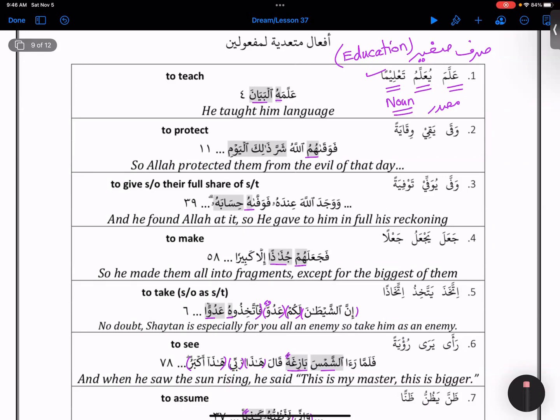Allama yu'allimu ta'liman fahuwa. From that, the one who does the action, what is fahuwa? Fa, huwa, he is the doer. Fahuwa mu'allimun. What does that mean? Teacher. The doer, the one who is teaching. So allama, he taught, yu'allimu, he is teaching or he will teach, ta'liman, education, right? Fahuwa, and from that, the one who teaches is mu'allimun.